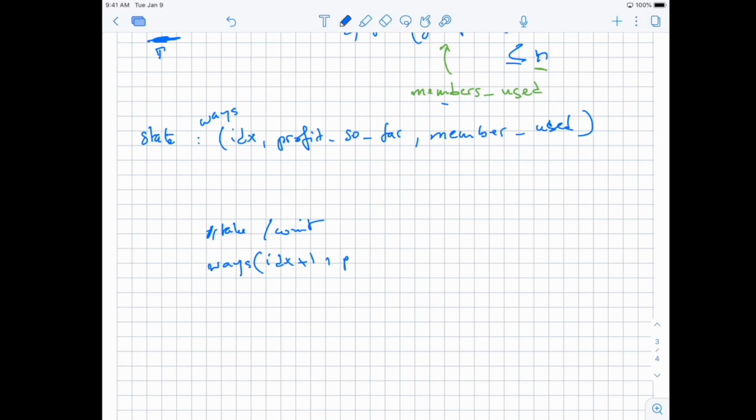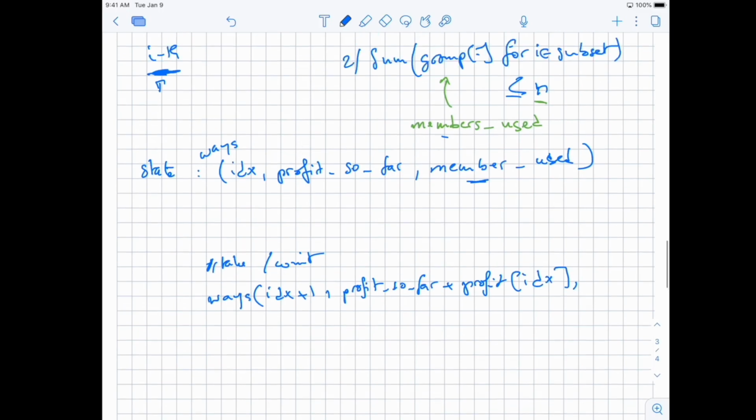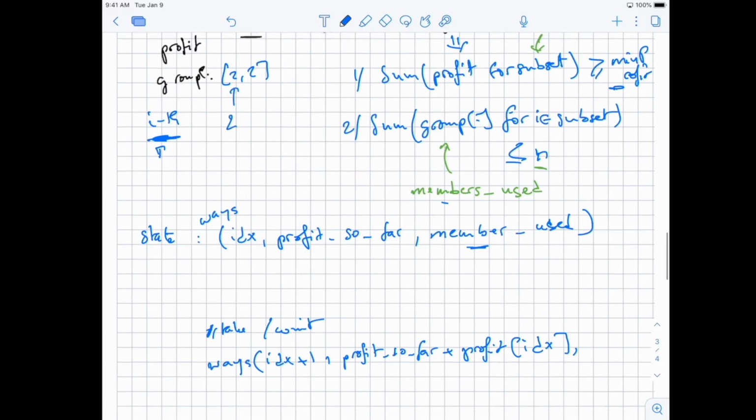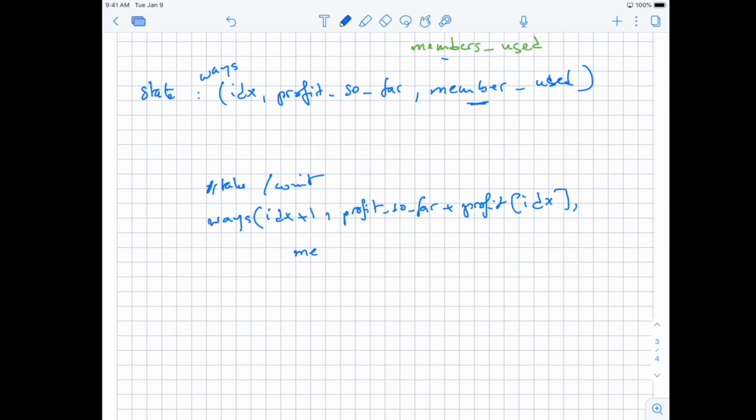Now, if we commit the crime, we gain the profit from that crime. So we want to add the profit from that crime, which is just profit at that index. And if we commit a crime, we use the members in that group. For example, in the first example, if we commit crime 0, then we use 2 members. So here is going to be the members used so far, plus the members we use from group at index i, because to commit that crime and get the profit, we need to use those members.